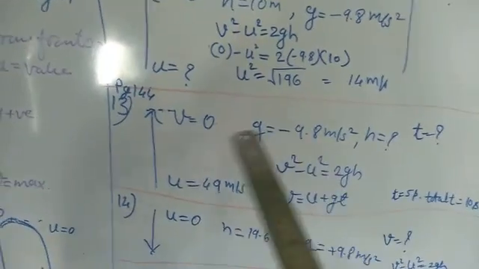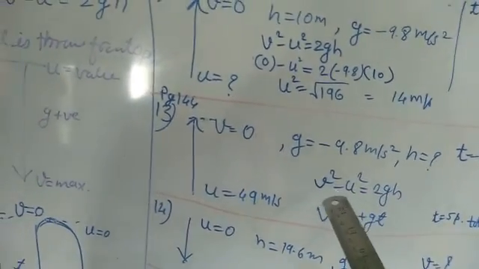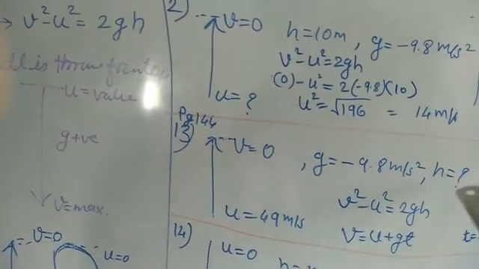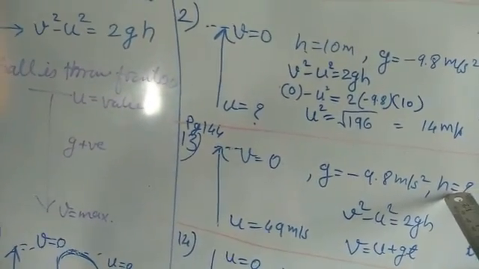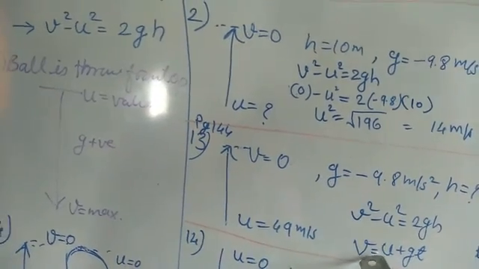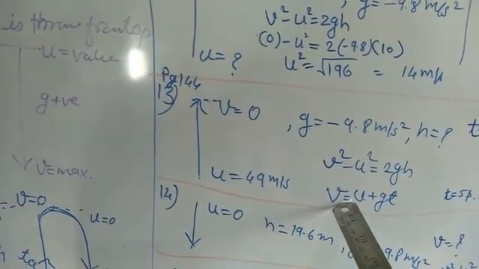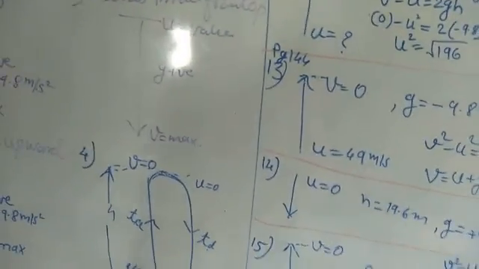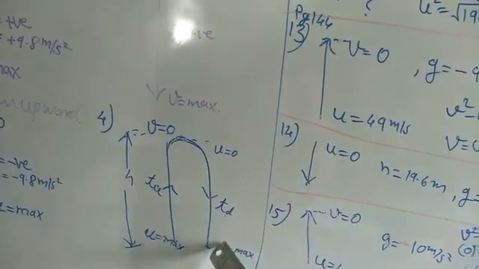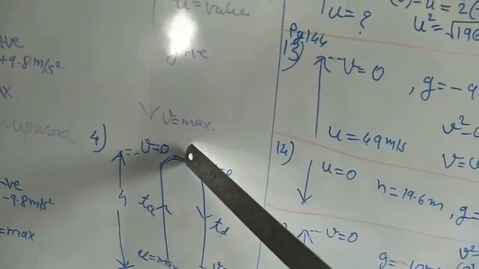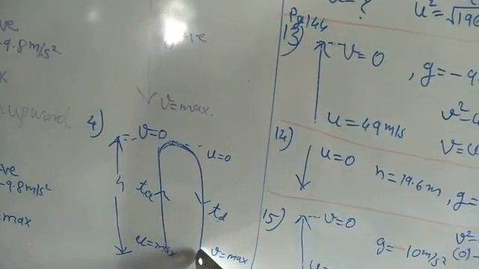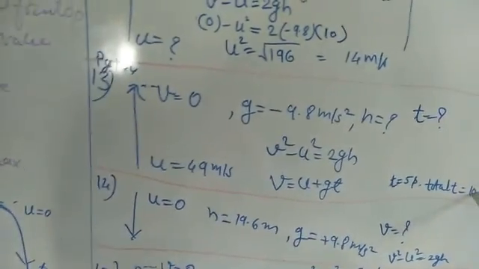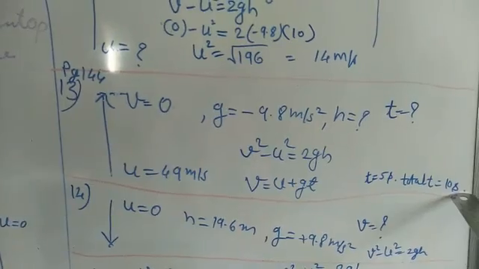So we have to put all these values. First we are going to use this relation. We will get the value of h here. Now it is asked the total time, so you can use this first relation and find out t. Now ascending time and descending time we have already seen, it will be the same. So for ascending it takes 5 seconds, for descending it will take 5 seconds. So total time taken to reach back will be 10 seconds.